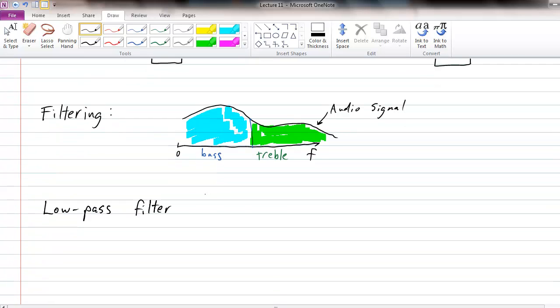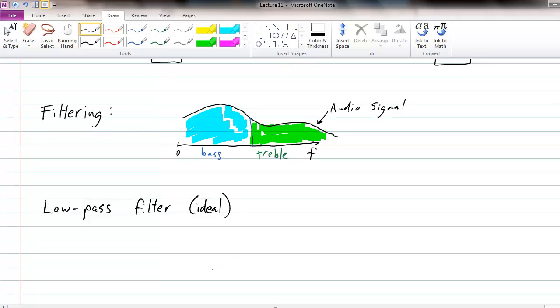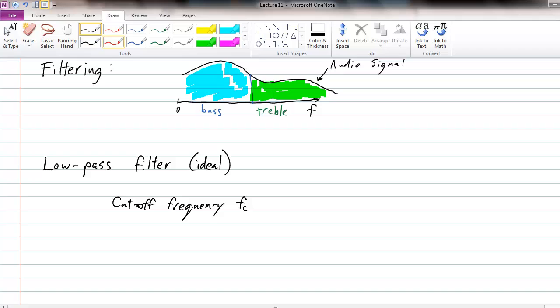And we're going to start by looking at the ideal low-pass filter. So a low-pass filter should do the following. It has a cutoff frequency fc. And the frequency response of this filter should be the following. There's f. Now I'm going to do the Fourier transform on both sides here.